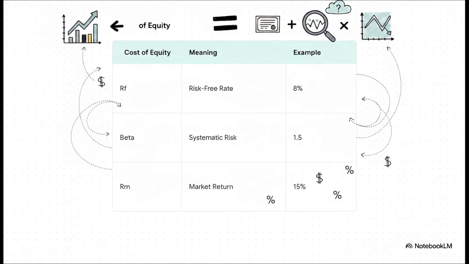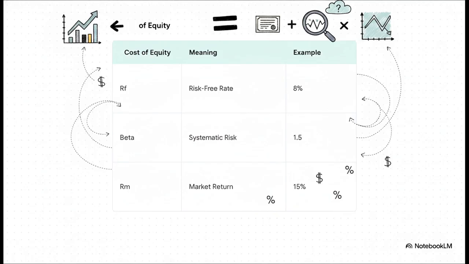It breaks the cost of equity down really cleanly. We're looking at three key variables here. First, a risk-free rate set at 8%. Second, beta, which measures systematic, non-diversifiable risk caused by macro-environmental factors. In this example, beta is 1.5. And finally, an expected market return of 15%.